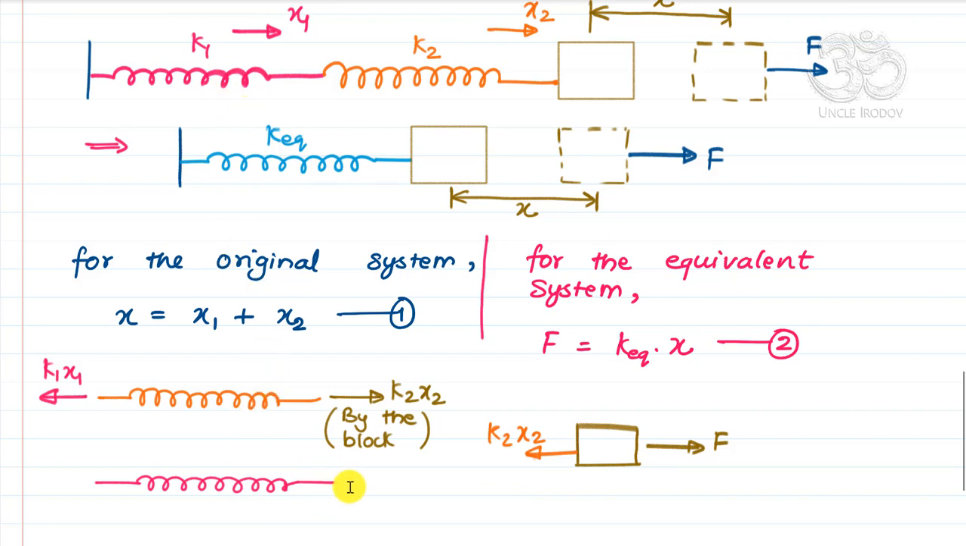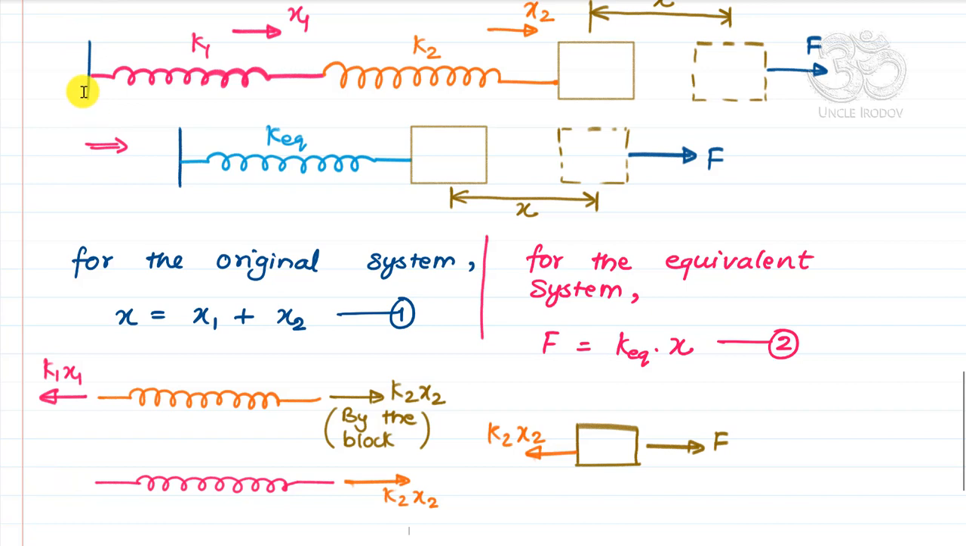On the right end, the pink spring is connected to the left end of the orange spring, and so they must exert equal and opposite forces on each other. The force that is exerted by the orange one on the pink one is actually K2x2. So you know that this guy will be K2x2. This is by the orange spring on the pink spring, and the pink's left end is attached to the support, and the support will be exerting a force on the pink spring in the backward direction.